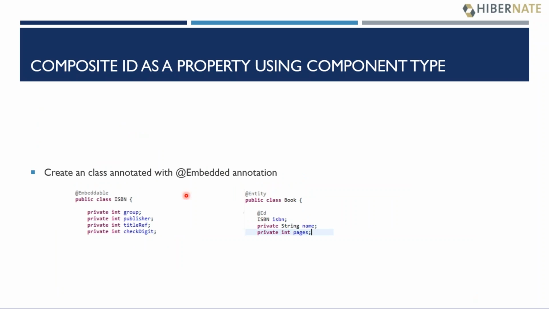And the last one we have is composite ID as a property using the component type. You're creating a separate class, public class ISBN, with group, publisher, title, reference, check digit. You want to make this the primary key for the book, and you're using @Embeddable. So ISBN @Id. This complete class, you're using it as a primary key.